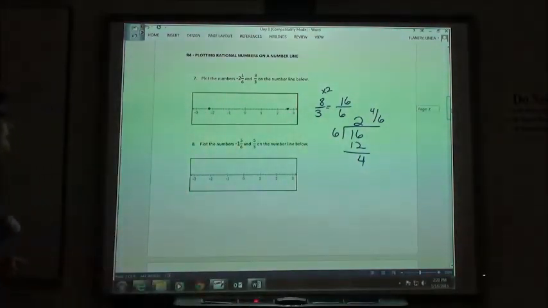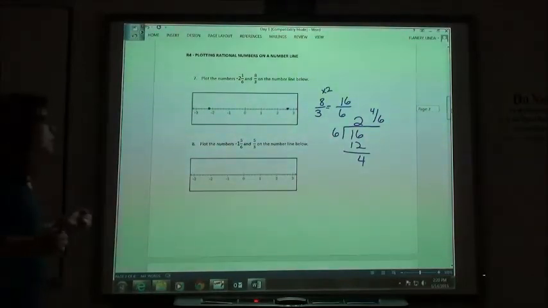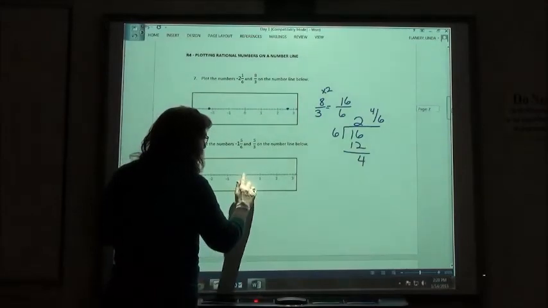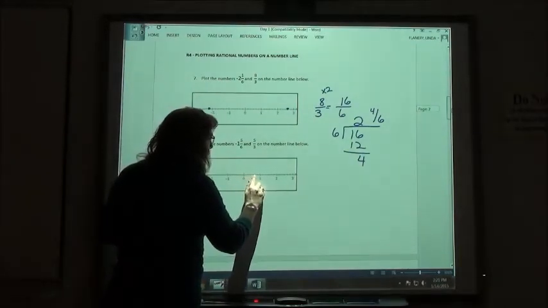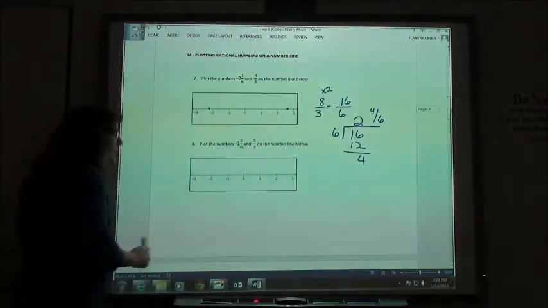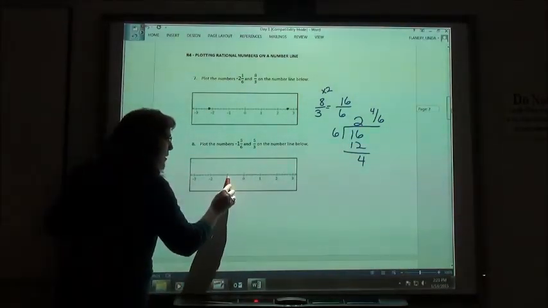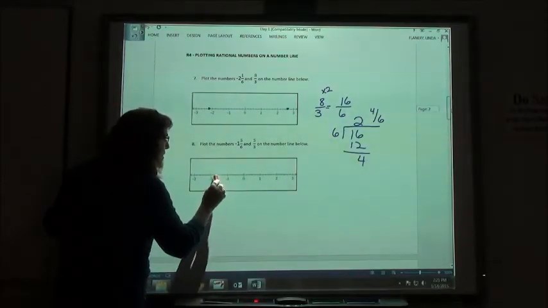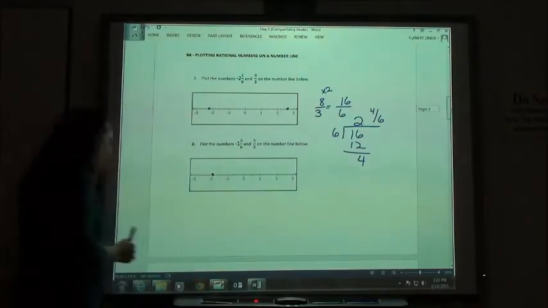So on number 8 again, I'm looking to see what units I'm going to be in. I'm going to first count how many spaces are between 0 and 1. 1, 2, 3, 4, 5, 6. So I want to do -1 and 5/6. I'm going to go to -1, 1/6, 2/6, 3/6, 4/6, 5/6. So I should end up on the line right before the -2.